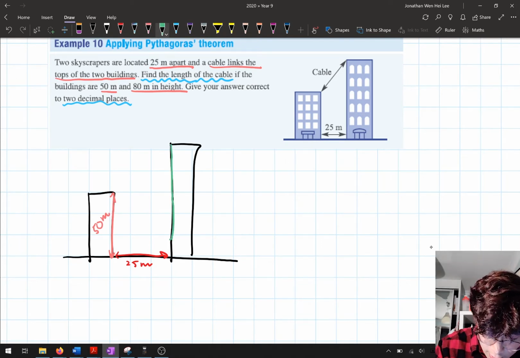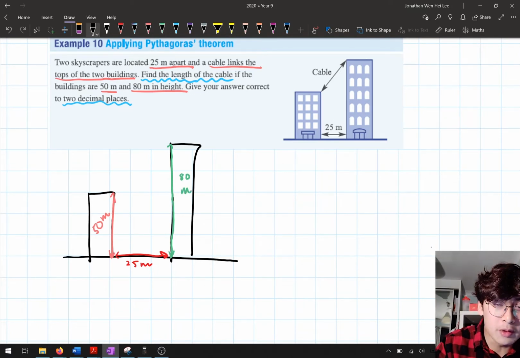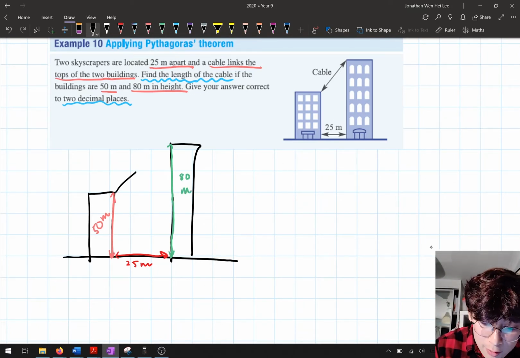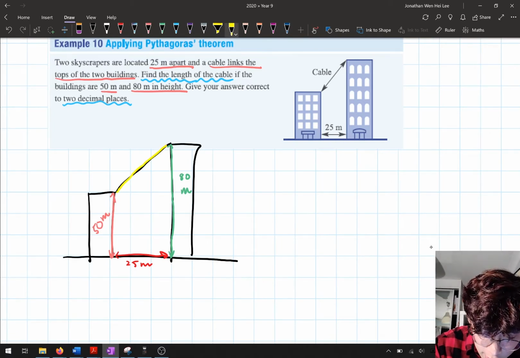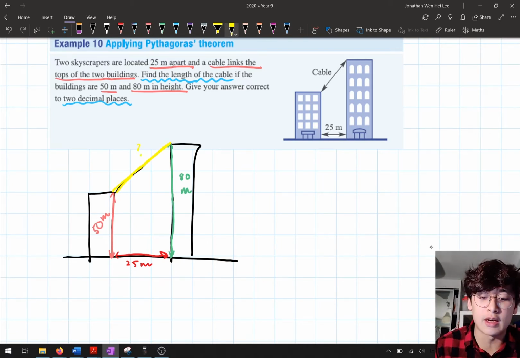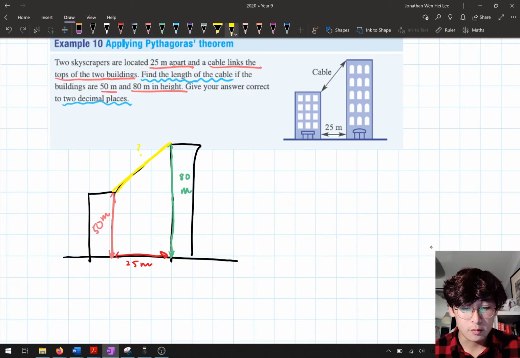And this one over here is 80 meters. And we want to find the length of this diagonal cable. I'm going to draw it in yellow just so I can highlight it. So we want to find this length over here, this diagonal cable.